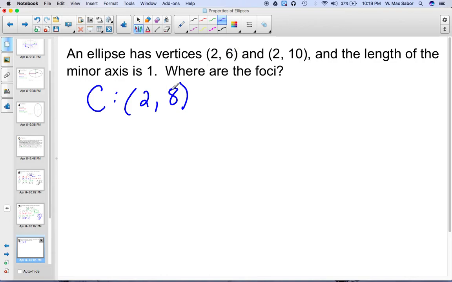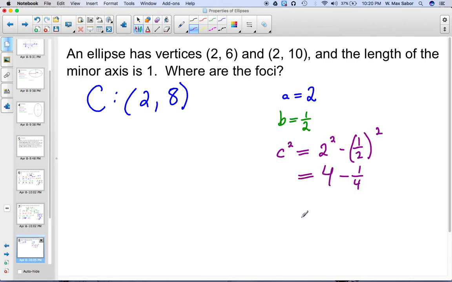Based on the distance between 6 and 8, I know that a is going to be 2. We were told the length of the minor axis is 1, which is double b. So b is a half. And we know that c squared should be a squared minus b squared. So 4 minus a fourth is 15 fourths. So c equals square root of 15 over 2.